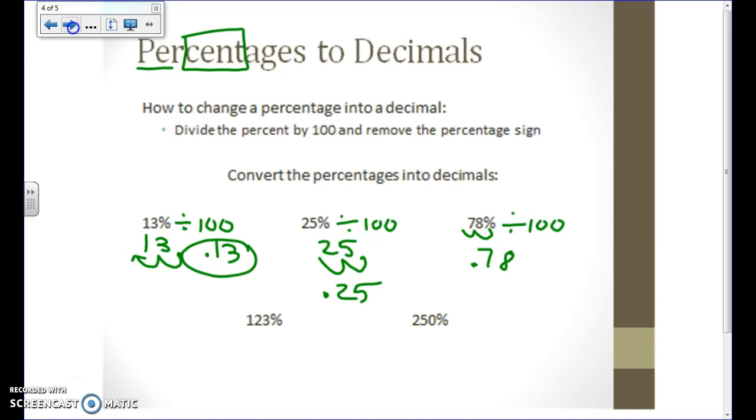123%. Now this one is bigger than a whole. More than 100% means more than one whole. So when I'm dividing by 100, I might have a decimal that has a whole number part as well, which is okay. The number 123 has a decimal at the end, like all numbers do. I'm going to move it 2 spots to the left, 1.23. That is going to be my decimal representation of 123%. And then finally, 250% divided by 100 is going to be 2.5.